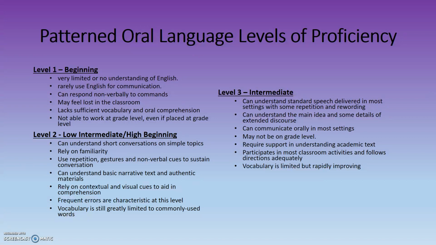As they progress to level 3, it's intermediate. The student can understand speech delivered in most settings with some repetition and rewording. They can understand the main idea and some details of extended discourse. They can communicate orally in most settings, but they still may not be on grade level. They may still require support in understanding academic text. They typically participate in most classroom activities and follow directions adequately, and their vocabulary is limited, but it is rapidly improving.